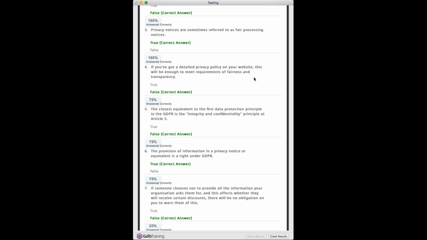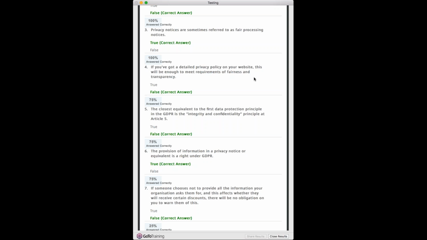5, the closest equivalent to the first data protection principle in the GDPR is the integrity and confidentiality principle. That's Article 5. That's false. The integrity and confidentiality principle is the equivalent of Principle 7, the security principle in data protection. No, there is a transparency, fairness, and lawfulness principle in the GDPR, which is the equivalent of that first data protection principle.